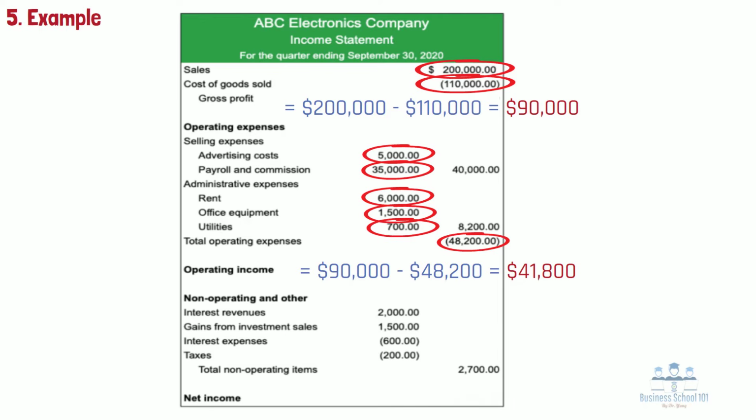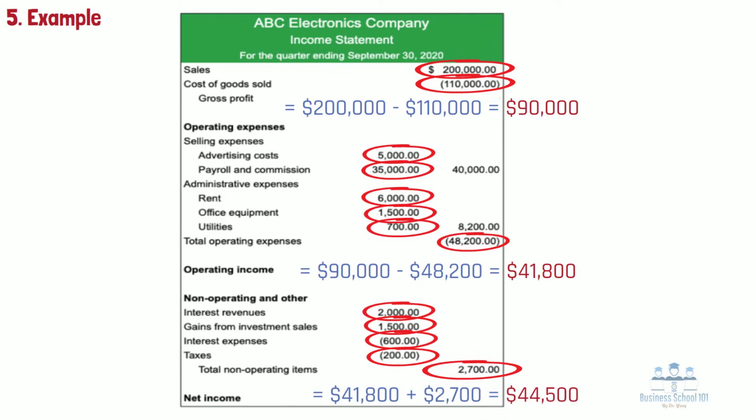Within the form, you can see the firm has an interest revenue of $2,000. Gains from investment sales is $1,500. But it also needs to pay $600 interest and $200 tax. Therefore, the firm's total non-operating items equal $2,700, and its net income should be $41,800 plus $2,700 equals $44,500.